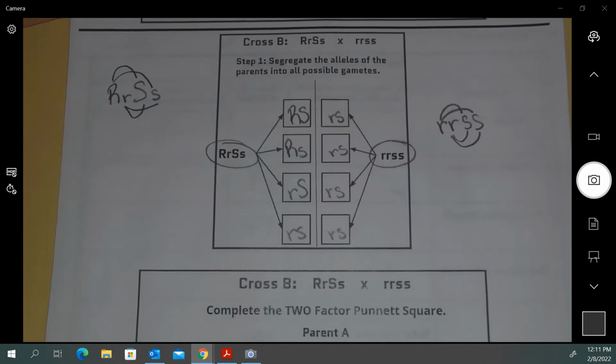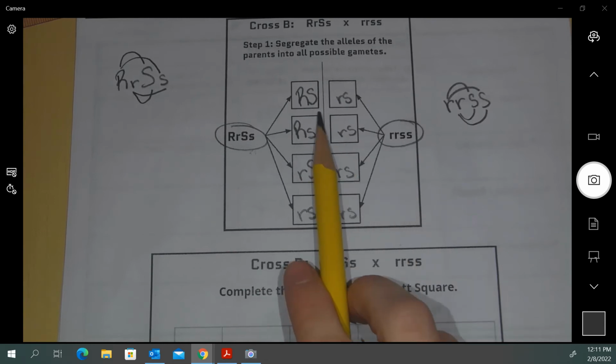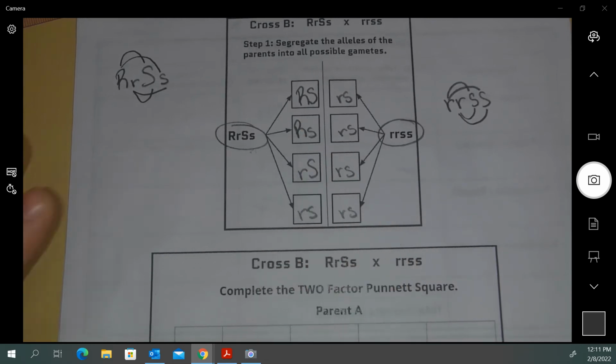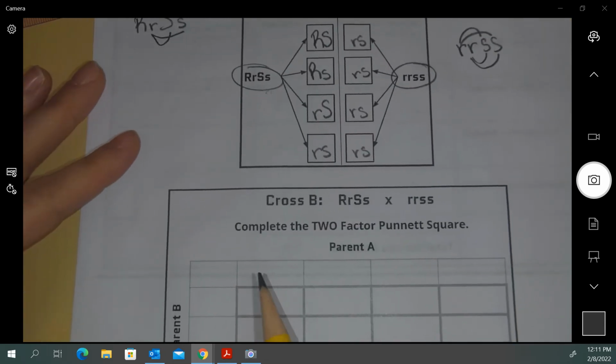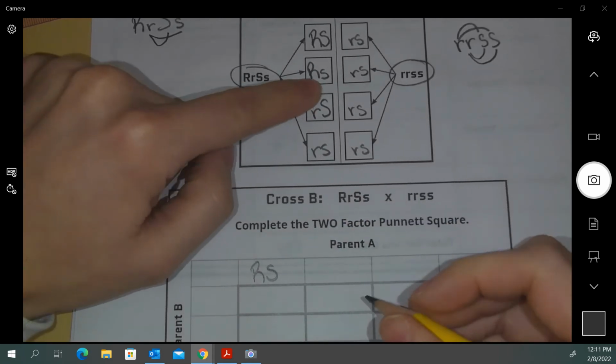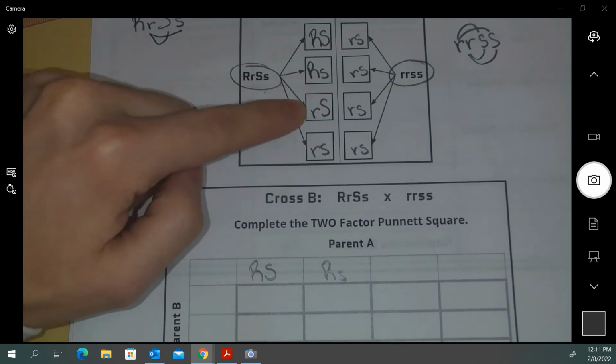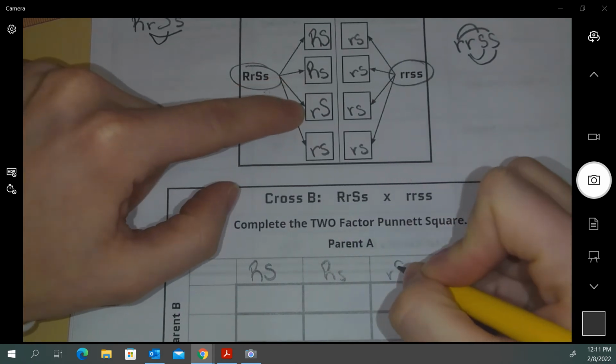So you're going to want to check your cross B and make sure you have these values. Now you might have filled in your parent A and parent B a little different from mine. I'm going to use the one on the left as parent A and this is parent B. And we're just going to be filling in these boxes. So my very first box for parent A is going to be capital R, capital S. My next box is going to be this one, capital R, lowercase s. My next one is going to be lowercase r, capital S.